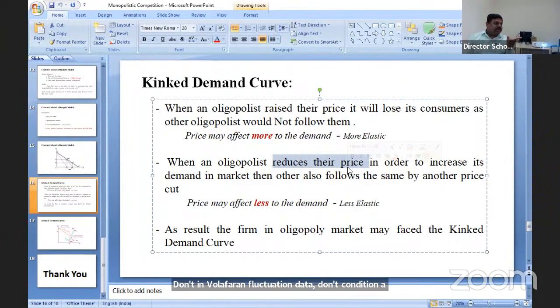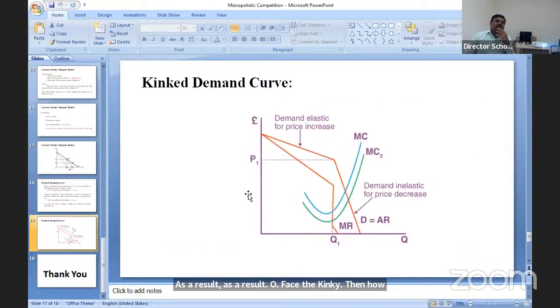As a result, oligopoly or the duopoly market faced the kinky demand curve. Then how does the demand curve get kinked? Here there is a change in the demand curve. Here, this is the D, or it is also called the AR curve, average revenue curve. So this D is the demand curve which is kinked at that point.